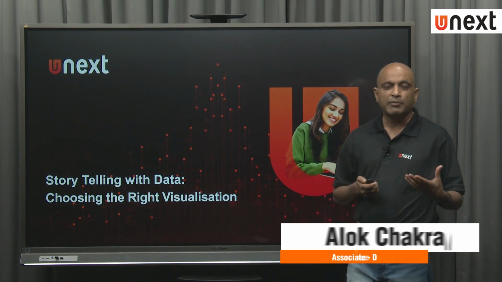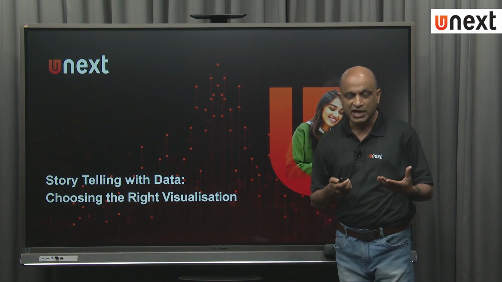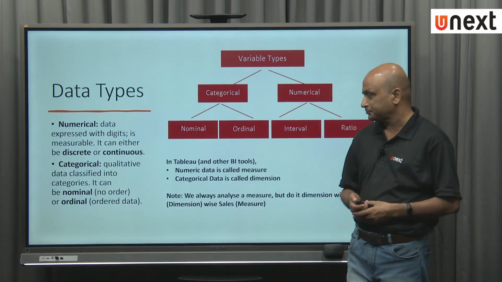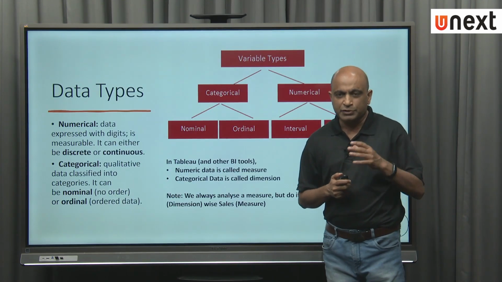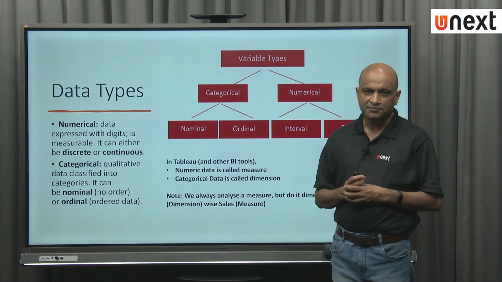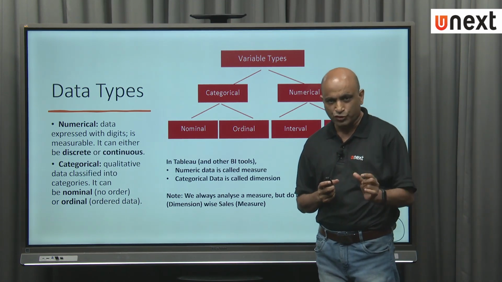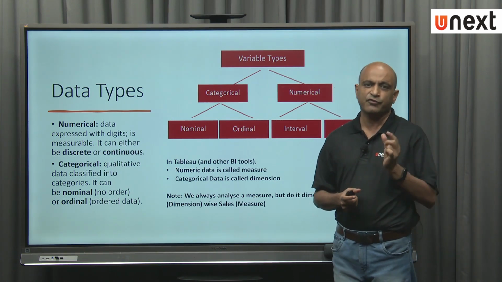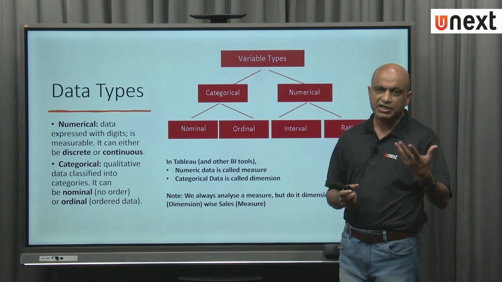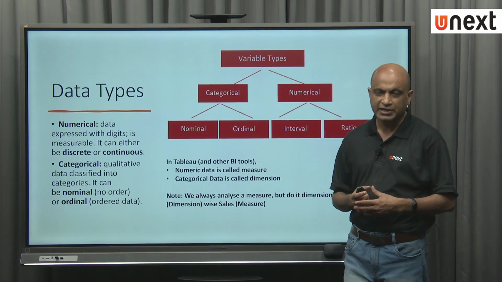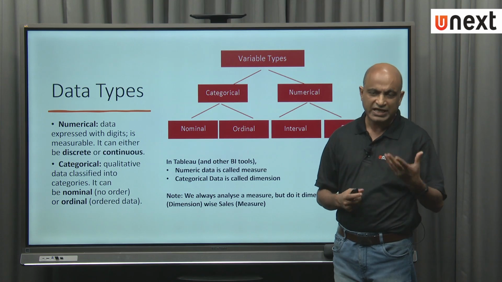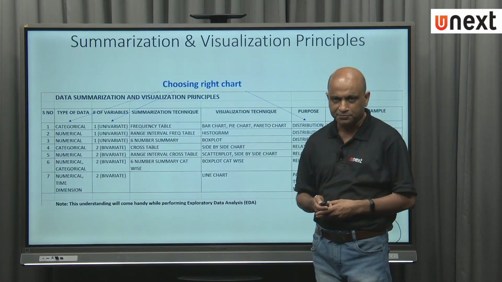Now I'm going to talk about storytelling with data and how do you choose the right visuals. Well, before we get into there, we need to understand that there are fundamentally two types of data, and knowing the data type is crucial to choosing the right visualization. Okay, so there is categorical data. Gender is an example, department is categorical data. There is numerical data: profit, sales, these are all numerical data, right?